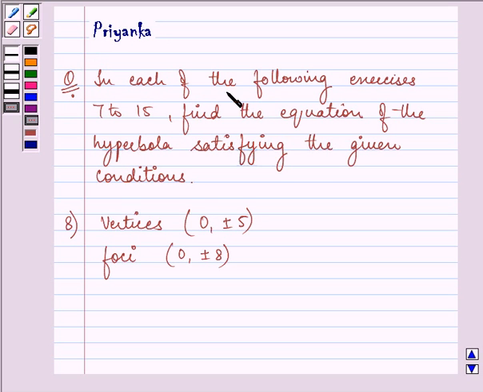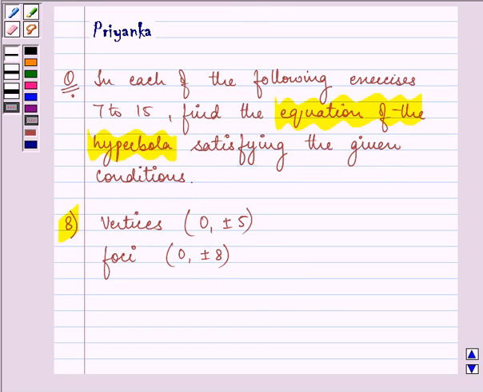It says, in each of the following exercises, 7 to 15, find the equation of the hyperbola satisfying the given conditions. Now the condition which is given to us is vertices 0, plus minus 5 and foci 0, plus minus 8.